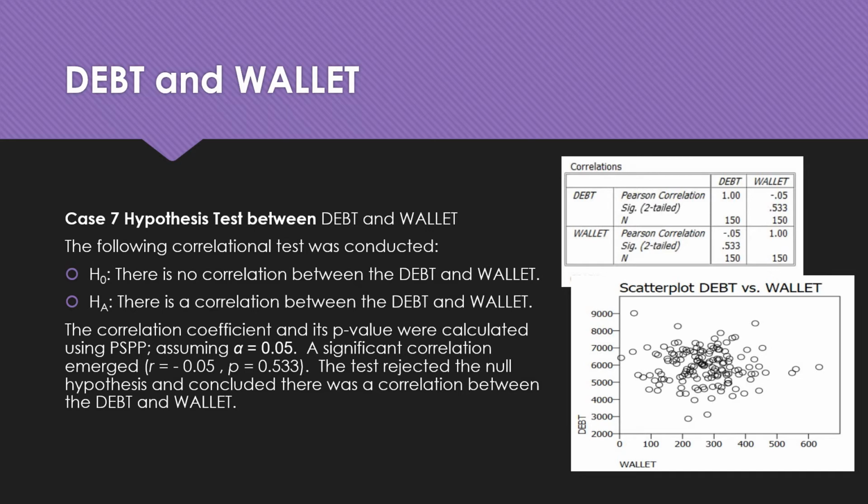Next, the debt and the wallet. The R value is almost 0. Yes, it's decreasing. Most of the values are decreasing, meaning if the debt is decreasing, the wallet will decrease. But all in all, we are rejecting the null, accepting the alternative, with a very weak relation between debt and wallet.